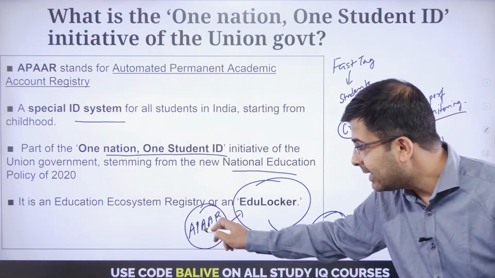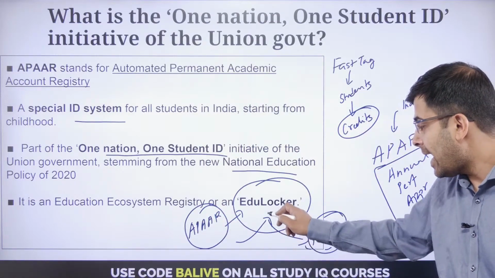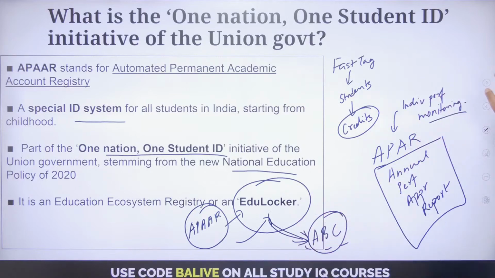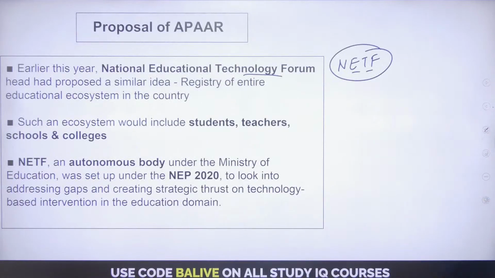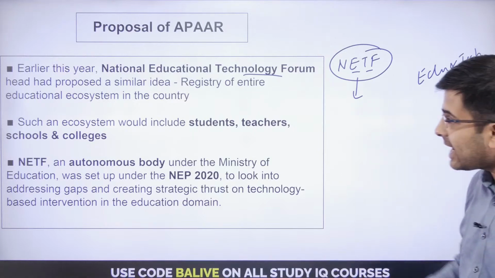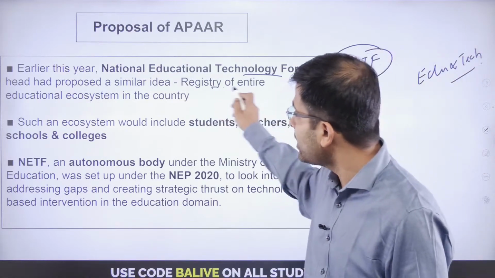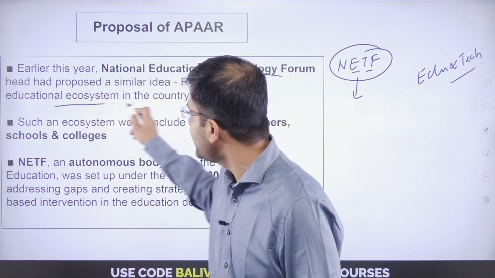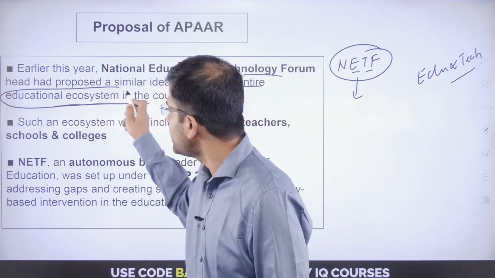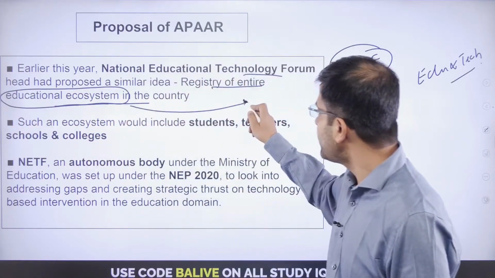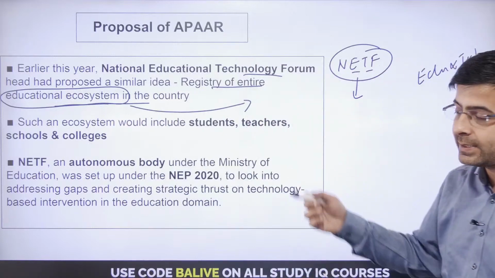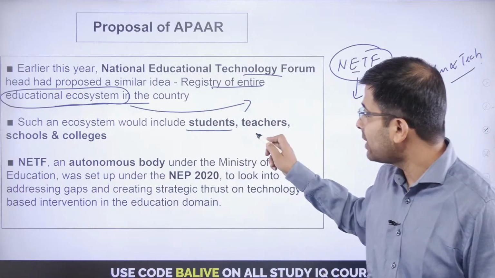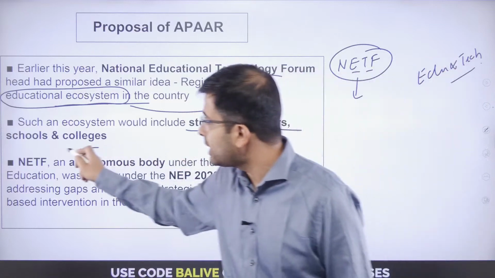APAR is the ID. You log into the EduLocker, and the EduLocker has this academic bank of credits. Okay. So now this NETF, by the way, something to do with education and technology, correct? As the name indicates. So this has come up with the idea, in fact, of a registry of the entire educational ecosystem. Very key word to understand here now. Educational ecosystem, according to this policy, is part of the students, teachers, schools and colleges.